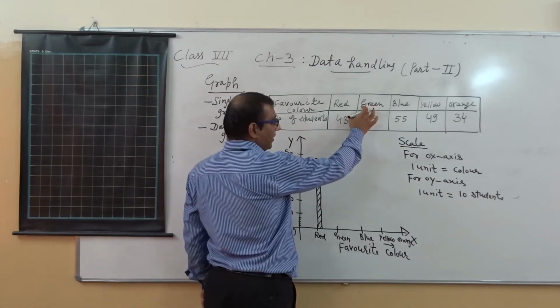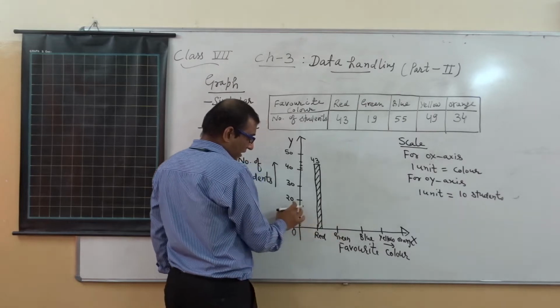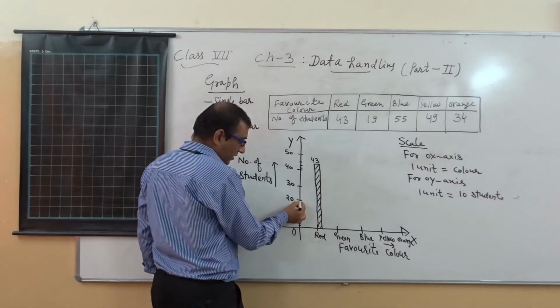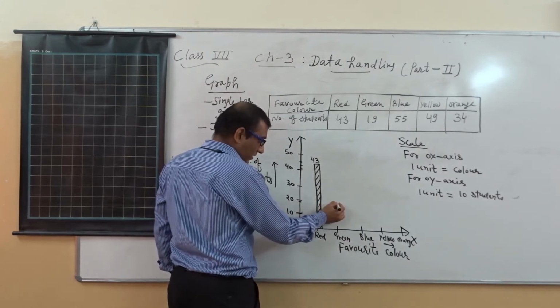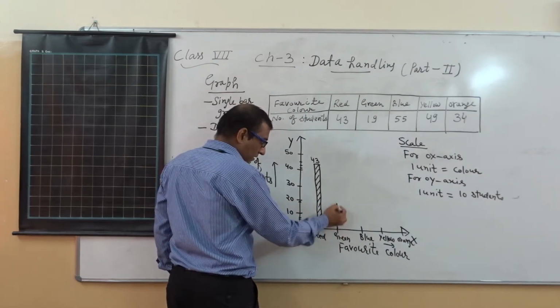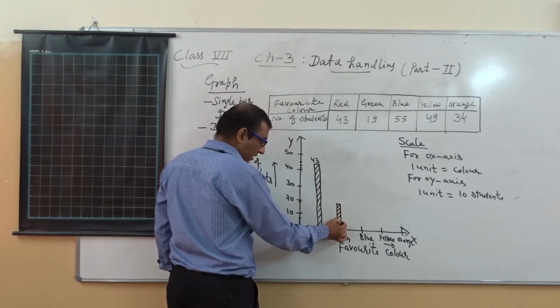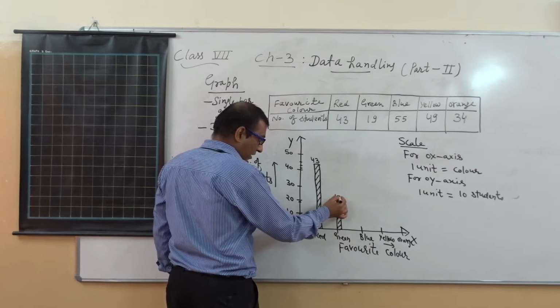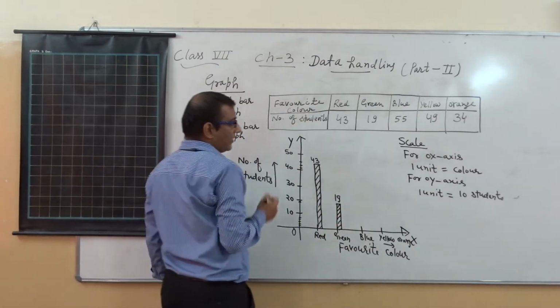The green color is liked by 19 students. So this is the green color, and just before 20, this is 19. So we can say this is the building related with green color and 19 students like the green. Then we will come to the next color, that is blue.